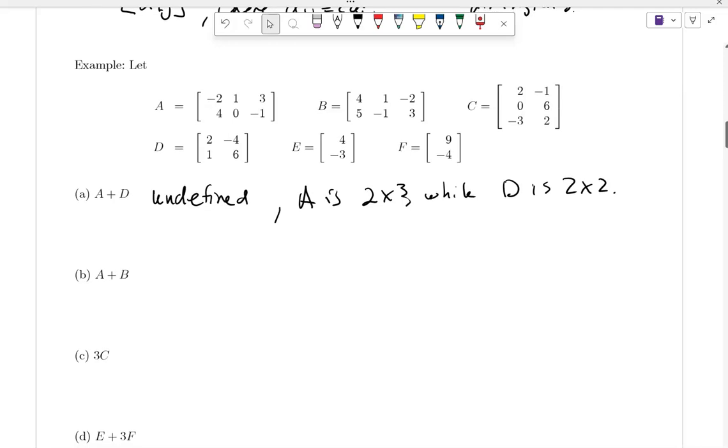What if we do A times B, or not A times B, A plus B? What do we end up with? What's the upper left entry going to be? In the next one over, in the next one, 1. Go down the next row. Good. Just adding the corresponding entries. Our answer has the same dimension as the two original matrices that we added together. Is that okay?